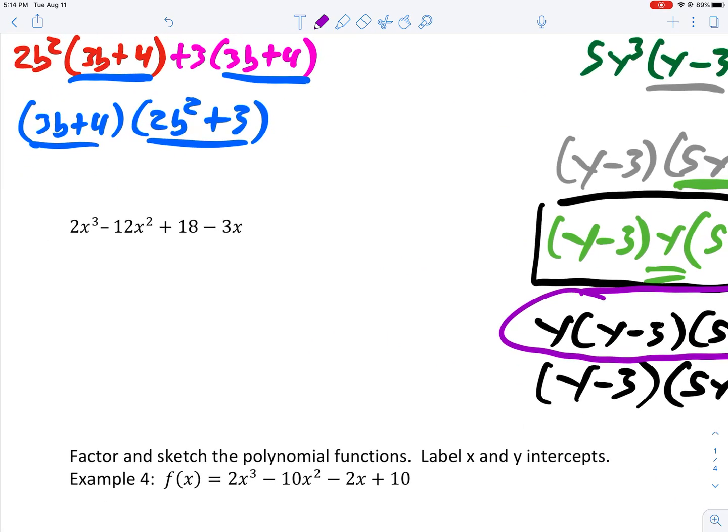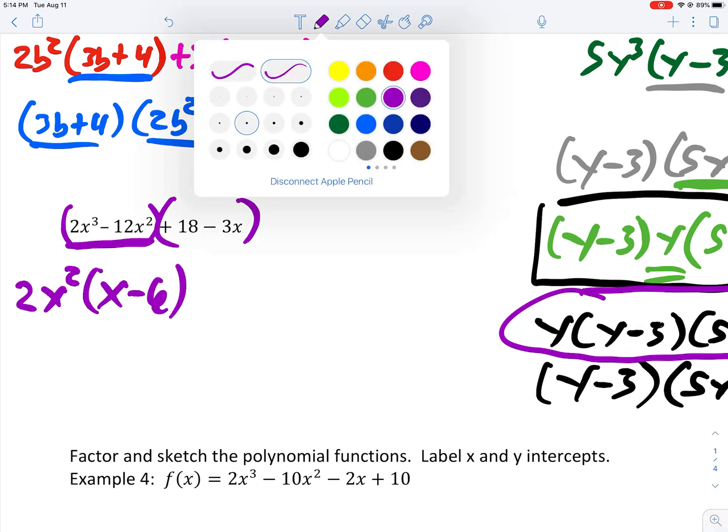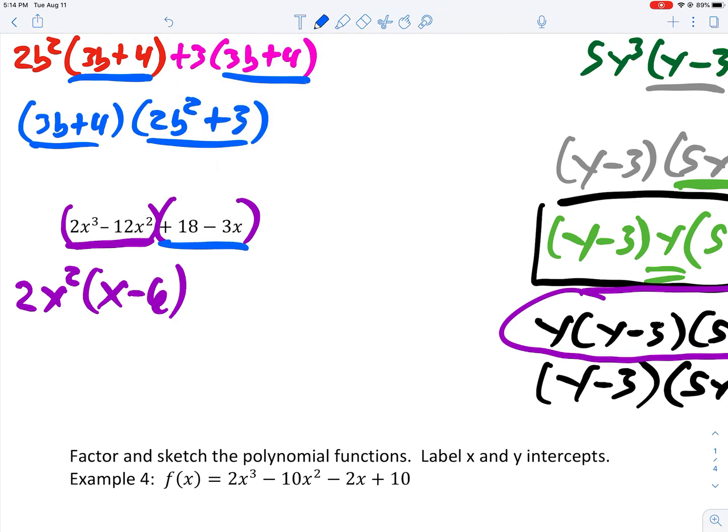Alright, going to the next one. 4 terms, so I'm going to group the first 2, group the second 2. GCF from the first 2 terms, right? 2x squared. So I get x minus 6. Now, GCF from the second 2 terms. Okay, I see they share a 3. Right, so I know I can take out a 3.